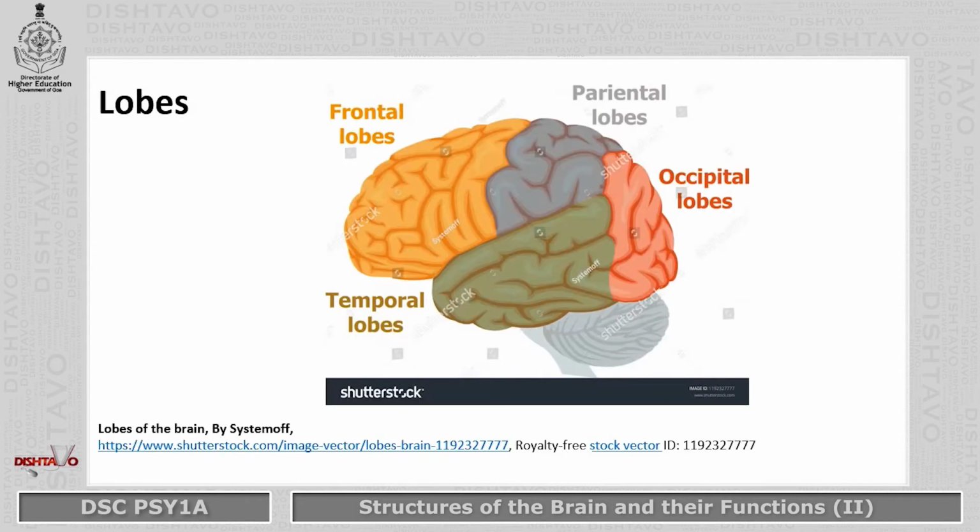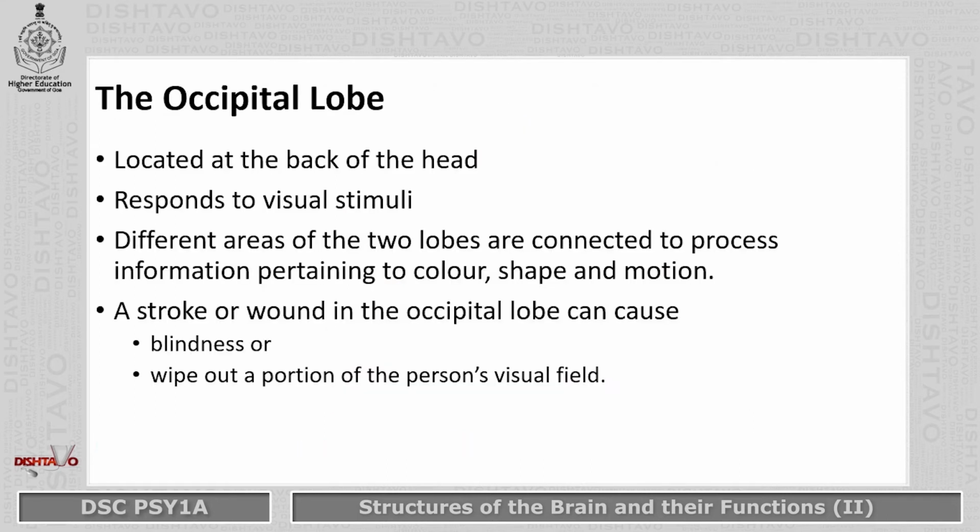The cerebral cortex is divided into two parts called cerebral hemispheres. Both the hemispheres are divided into regions or lobes. You have the frontal lobe, the temporal lobe, the parietal lobe, and the occipital lobe. This is the area which is occupied by the lobes.